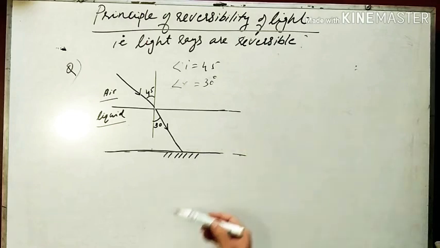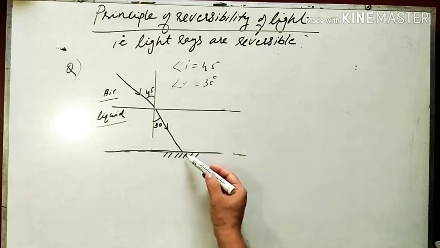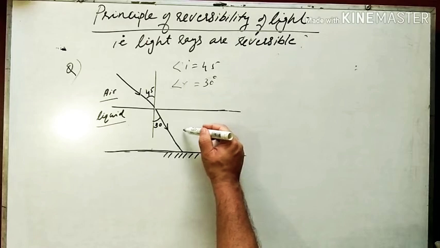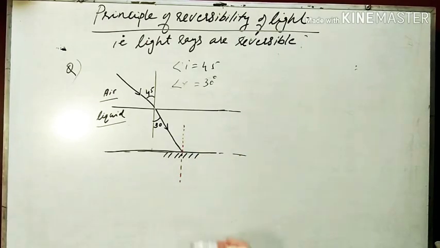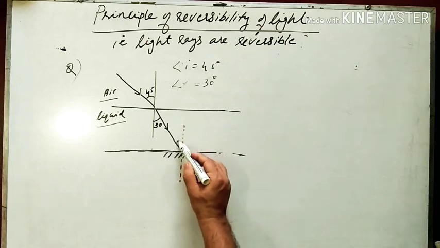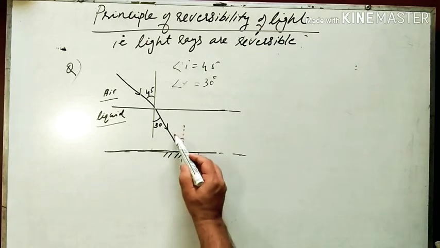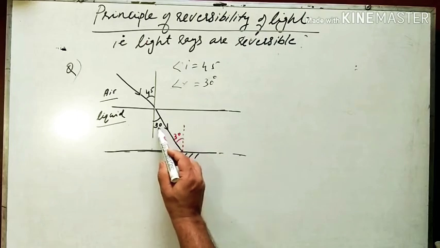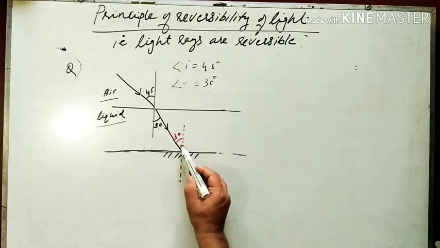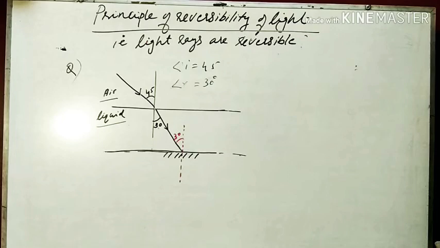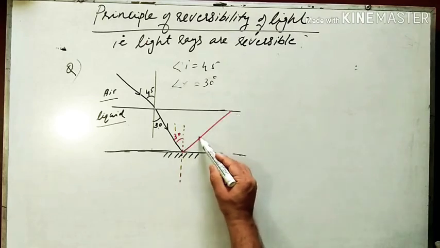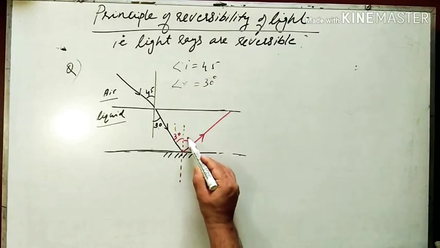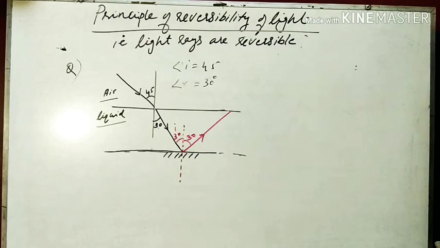So on striking the mirror, of course it will get reflected. For that I will draw a normal to the point of incidence. What will be the angle of incidence in the denser medium, the liquid? Of course it will be 30 degree, because if this angle is 30 degree, the alternate angle should be equal, that must be 30 degree. If the angle of incidence is 30 degree, the reflected ray goes like this, and the angle of reflection also should be equal, 30 degree.